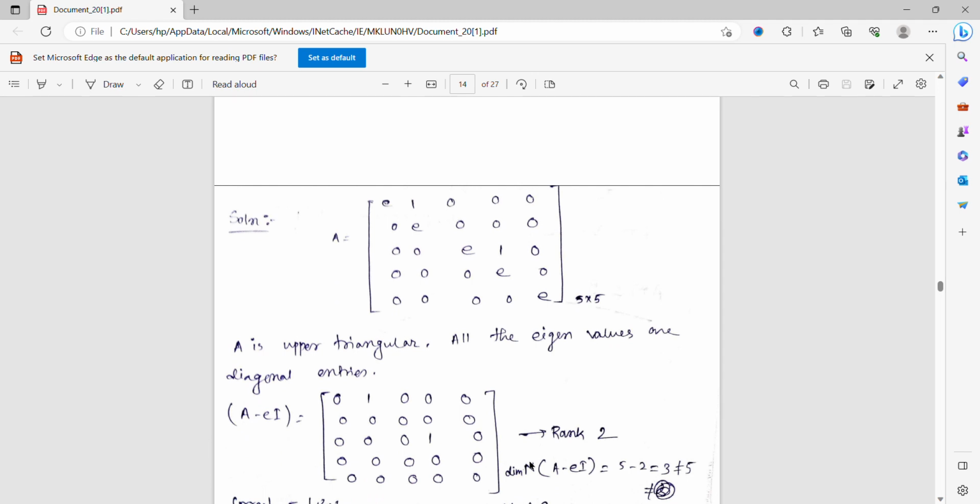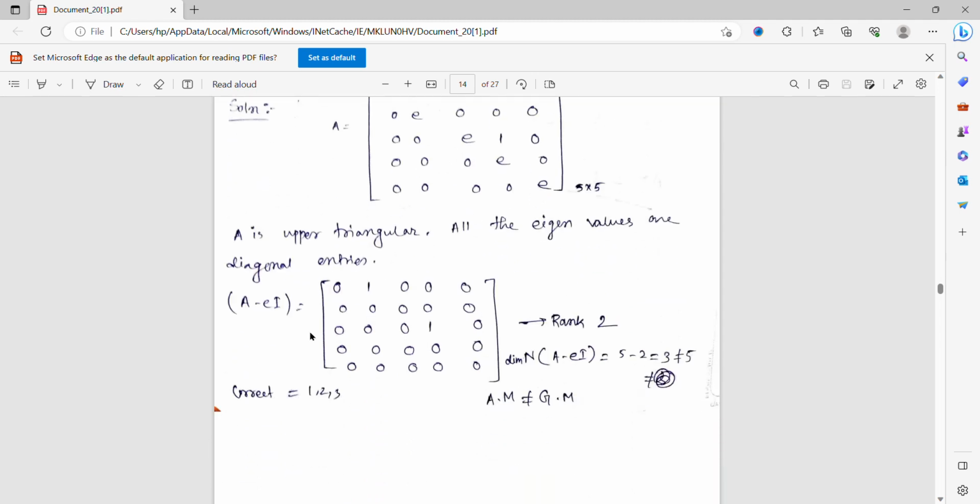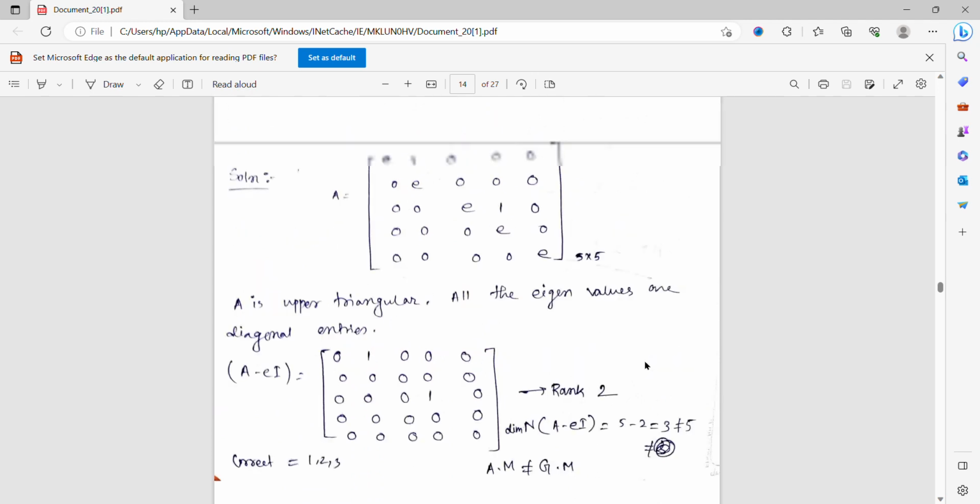So all the eigenvalues are diagonal entries. So definitely the algebraic multiplicity of E is equal to 5. Now we have to compute the geometric multiplicity for the eigenvalue E. So A minus EI is basically this. The rank is 2, so the dimension of the null space is 3. The dimension of the null space is 3, not equal to 5.